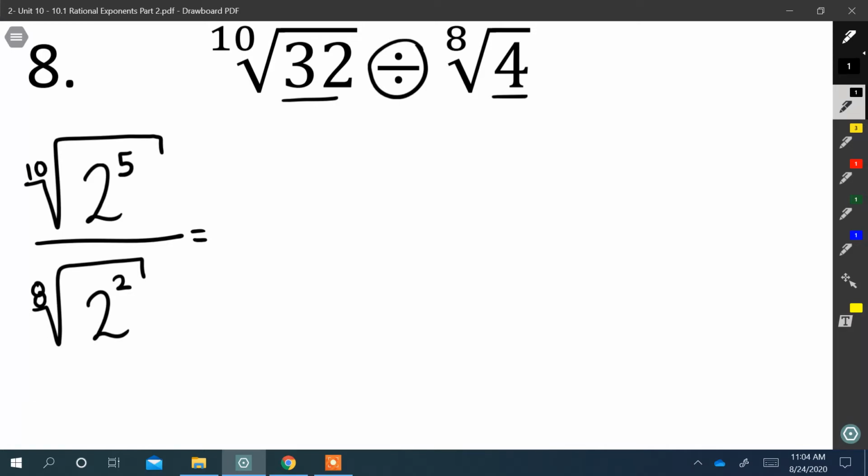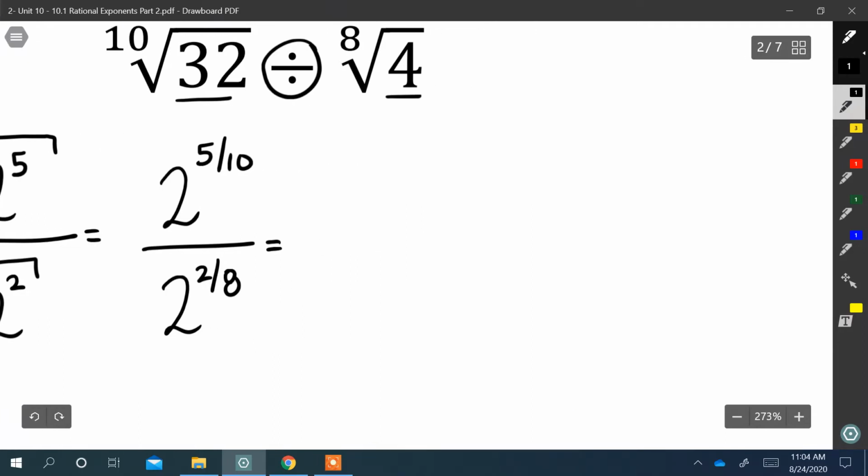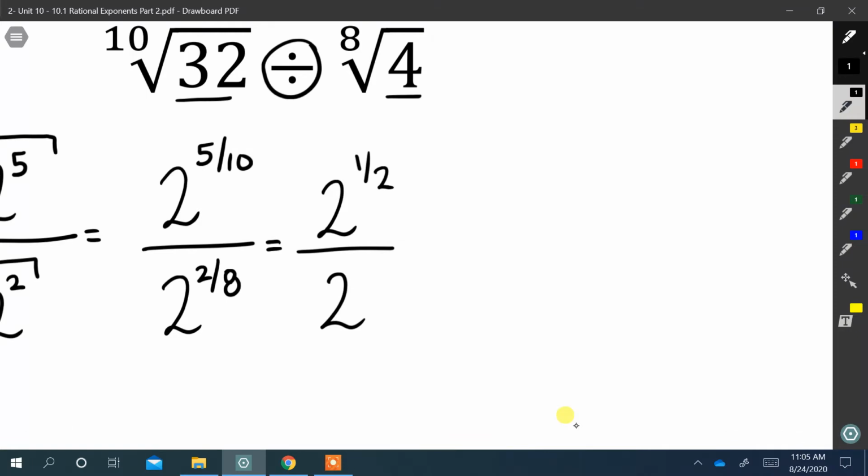Okay, remember, you always want to have the same base. Now let's go ahead and write it in exponential form. We're going to get 2 to the 5 over 10 over 2 to the 8th. Let's actually simplify those exponents. 5 over 10 is the same as 1 over 2. And then 2 over 8 is the same as 1 over 4.